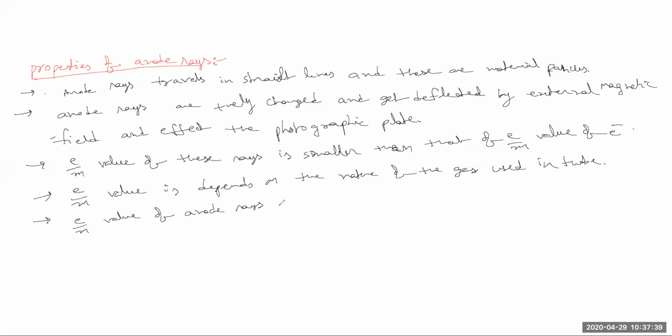And the e/m value of anode rays is maximum when the gas present in the tube is hydrogen.